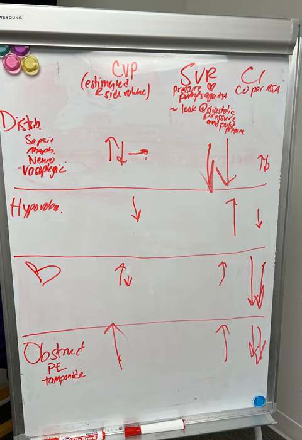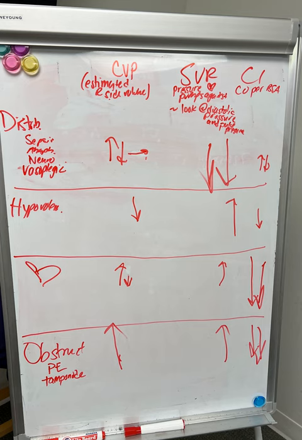So CVP could be low, could be normal, could be high. It's either one, right? So it could be either way in distributive shock. How about cardiac index in distributive shock? What would be cardiac index in distributive shock? It could be high or it could be low, right? So it could be either one. Sometimes you can have up and down.